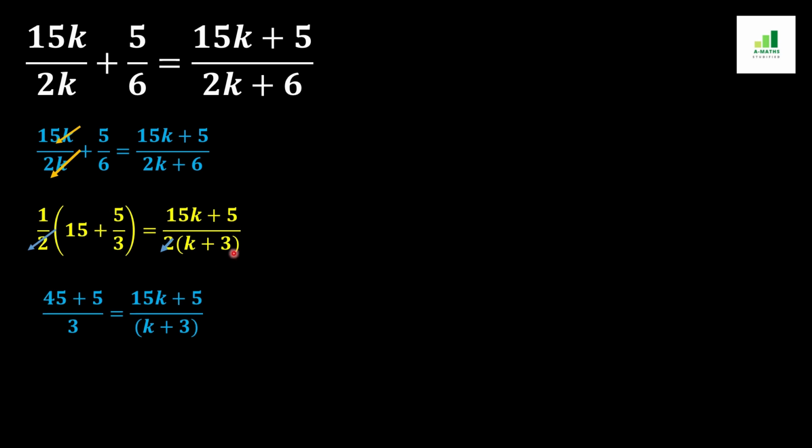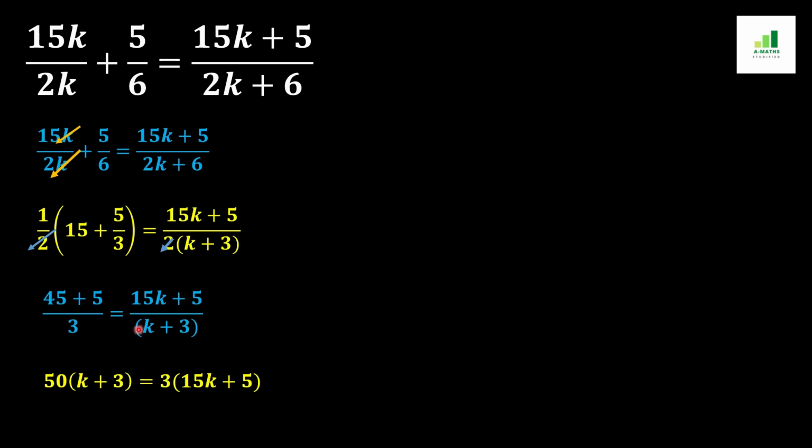Now in the next step we should simplify this value, and we will take the LCM of this value. When this 3 will multiply with this 15, we will get 45, and plus 5 will remain the same, over 3 will remain the same, and the right side of the equation will remain the same. Now in the next step we should add 45 plus 5, and we will get 50.